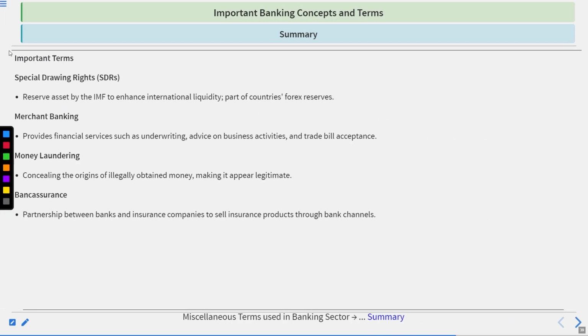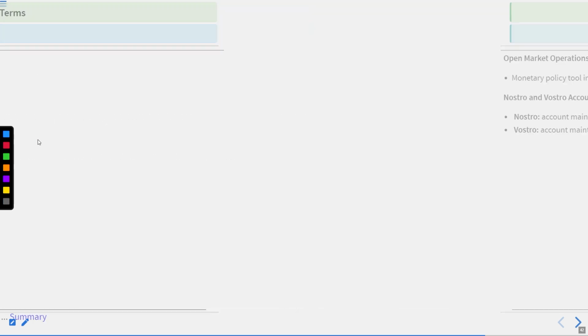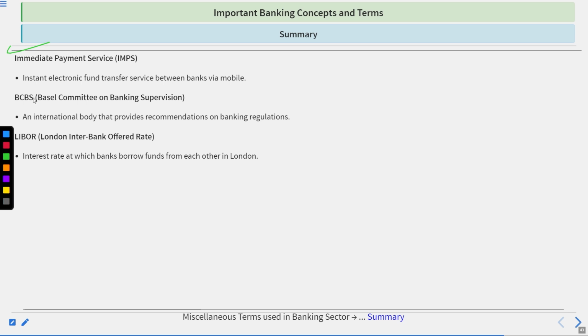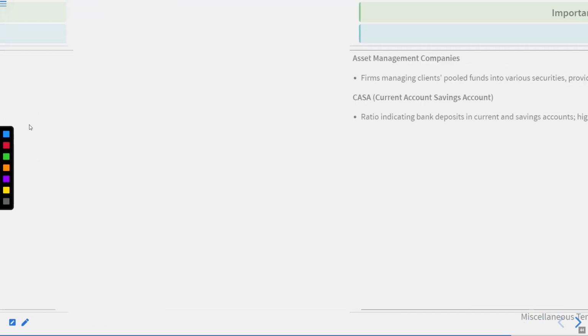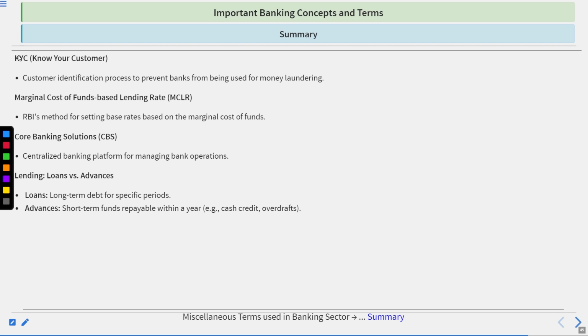Now it's time for the summary. The important terms we have seen: SDR, special drawing rights, merchant banking, money laundering, bank correspondence, base rate, prime lending rate, bridge loan, open market operation, Nostro and Vostro accounts, immediate payment services, BCBS, LIBOR, asset management companies, CASA, current account and saving account, KYC, know your customer, marginal cost of funds-based lending rate, MCLR.